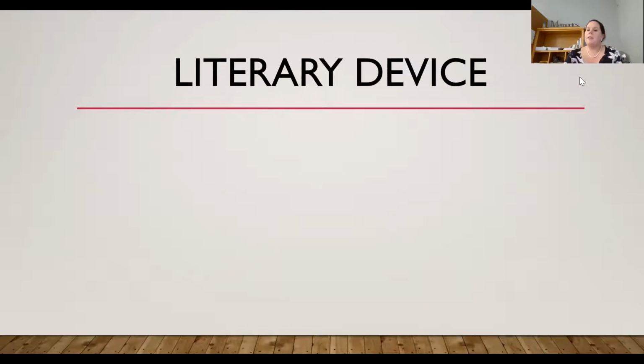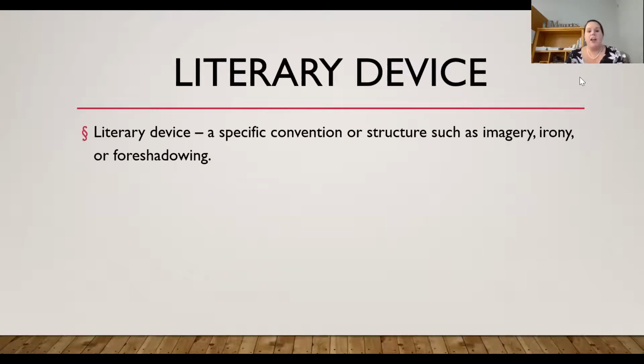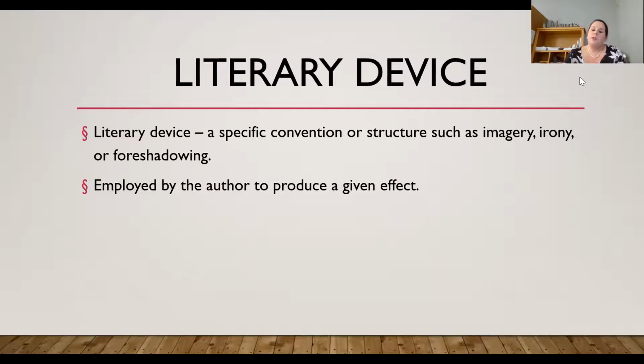Some of the literary devices. A literary device is a specific convention or structure, such as imagery, irony, or foreshadowing, that an author can use. The author will use those to produce a given effect, to make you see something or make you feel a certain way about the story or the character. So it's important to understand what those are.